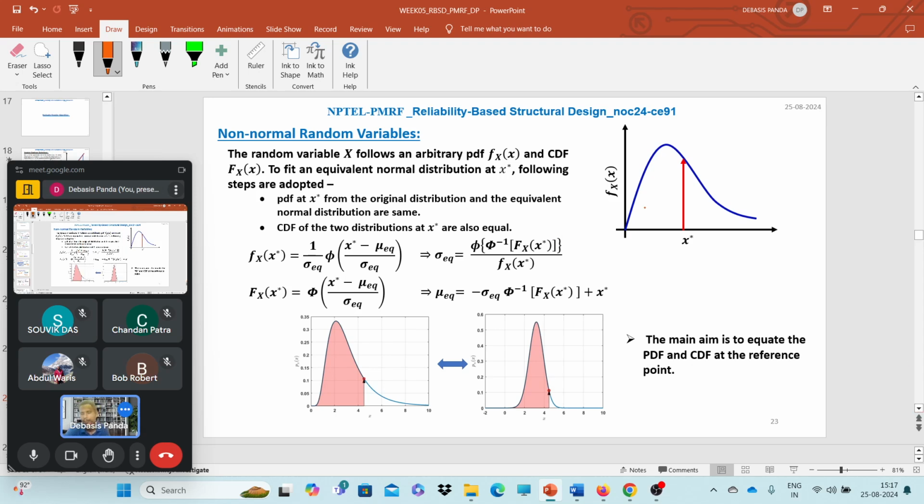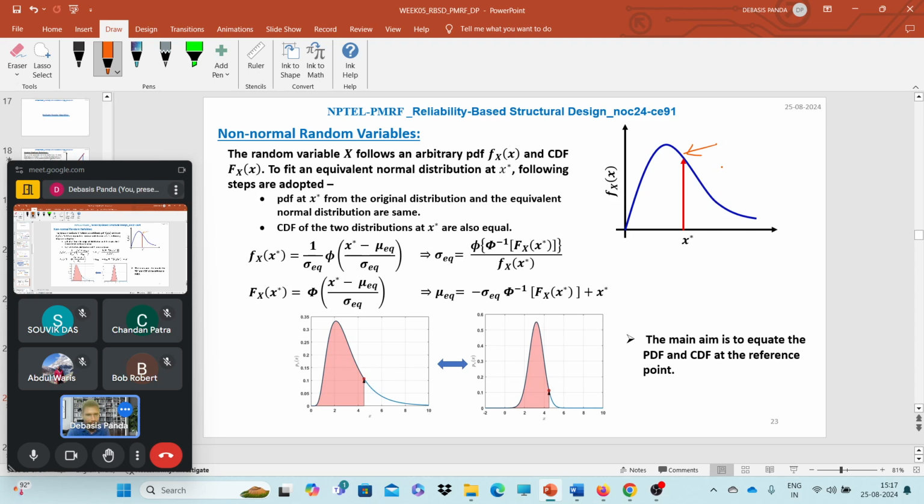If we have any arbitrary distribution whose PDF and CDF we know, for example a log normal random variable whose parameters are given, we can easily find the PDF or CDF of the log normal distribution. Now for the equivalent normalization, we need to find some reference point. Based on that reference point, we will fit the equivalent normal distribution.